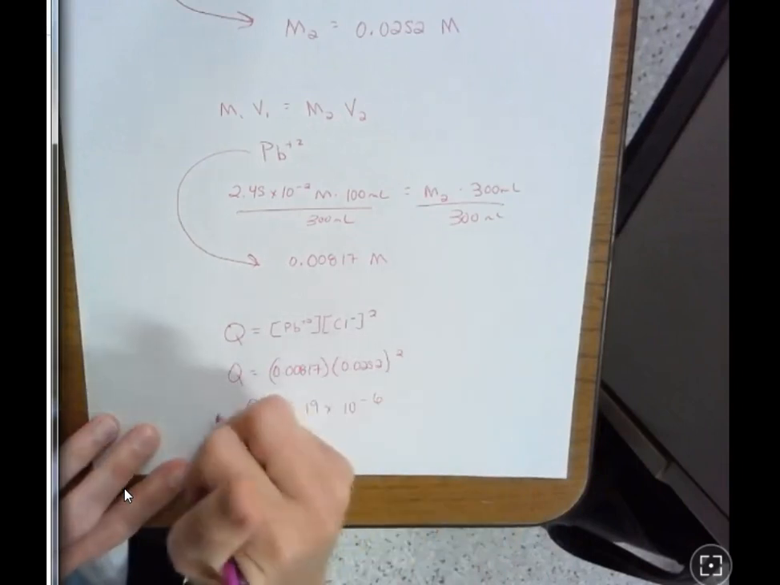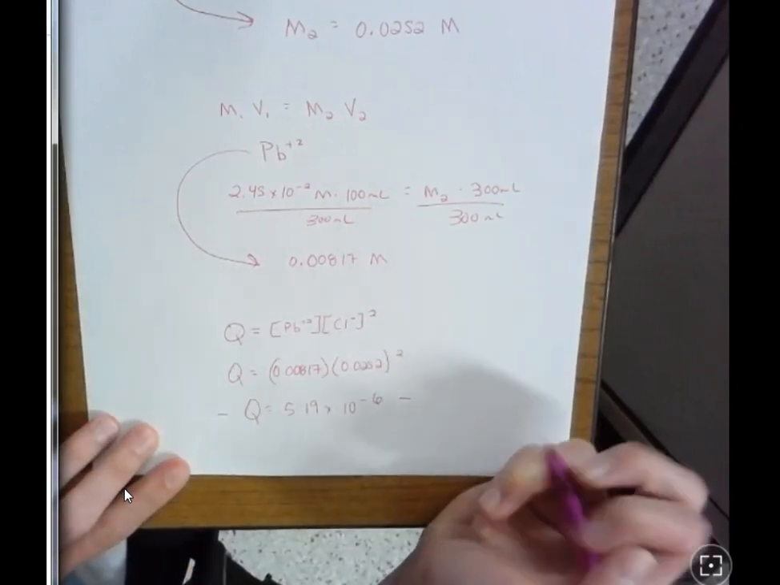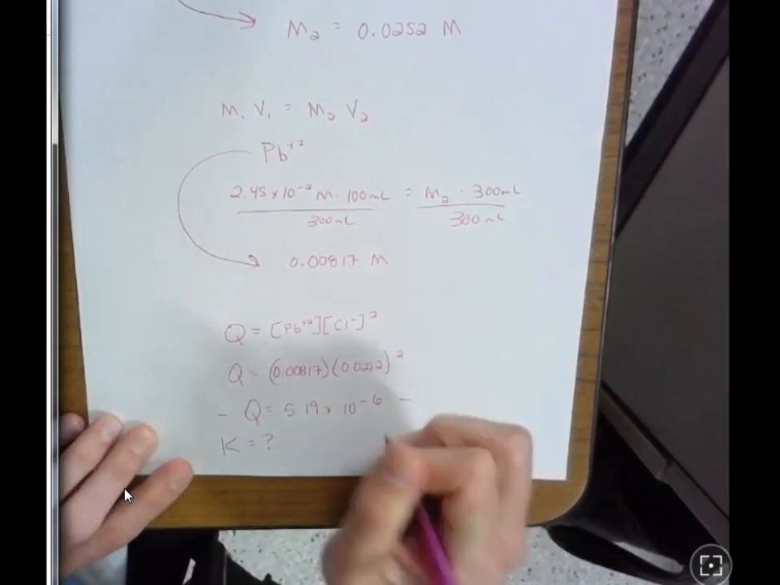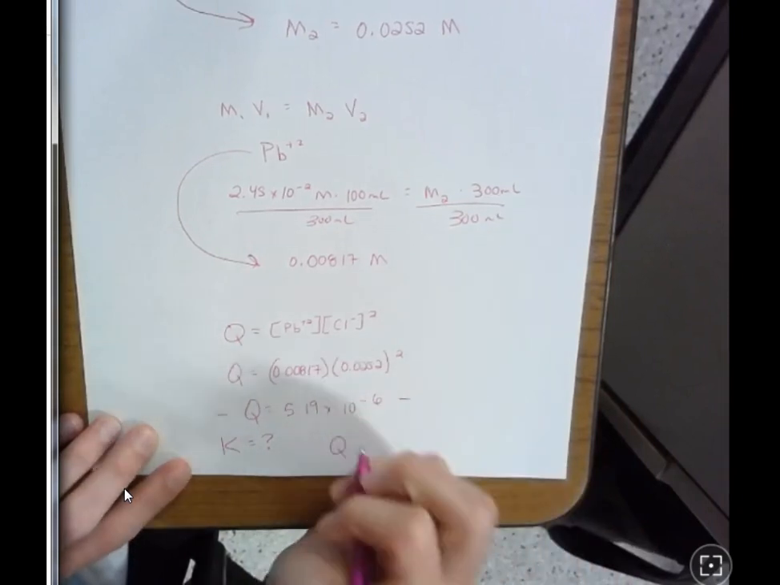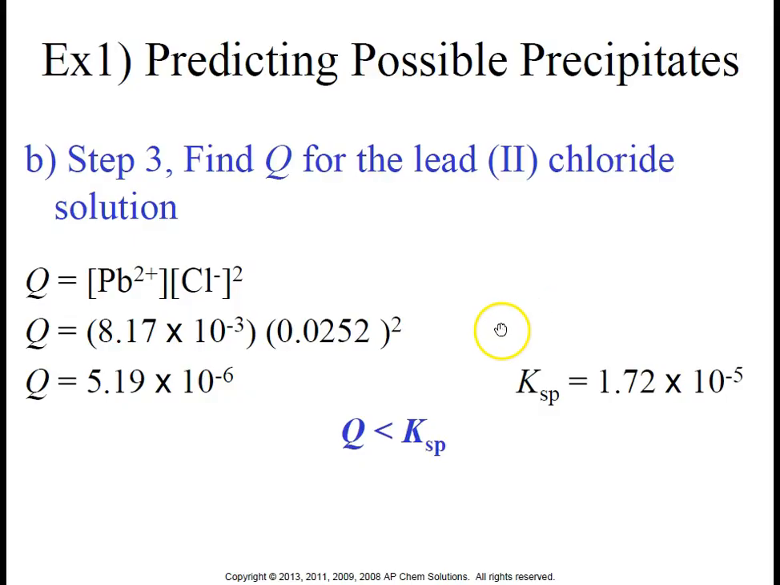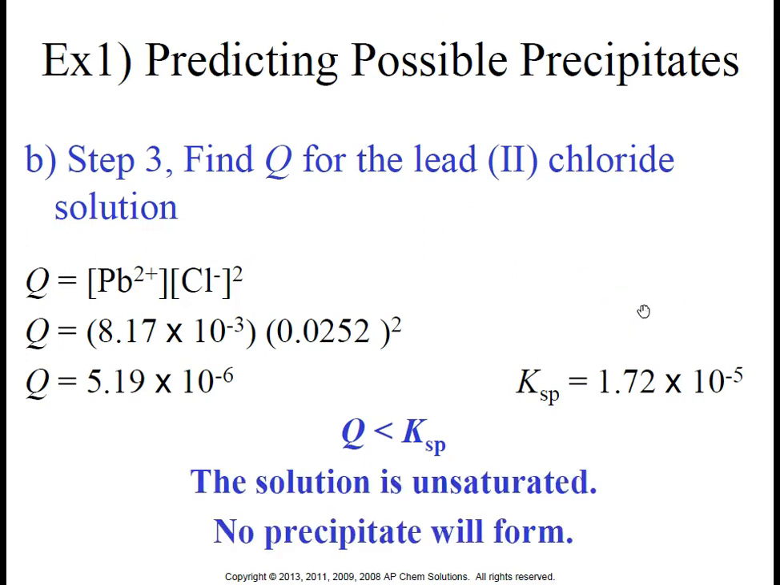Now again, this is not the answer. The question was, will a precipitate form? So we've got to look at our K value that we got from part A and compare it to this Q value and figure out if Q is greater than, less than, or equal to K. We previously found that the KSP value was 1.72 times 10 to the negative 5th, and here we have our Q value. Our Q value is less than our K value. That means that we have not reached the saturation point if Q is less than K. Therefore, no precipitate will form.